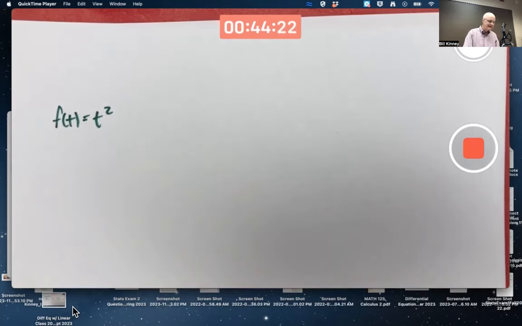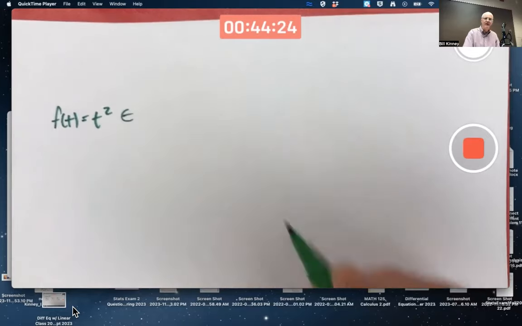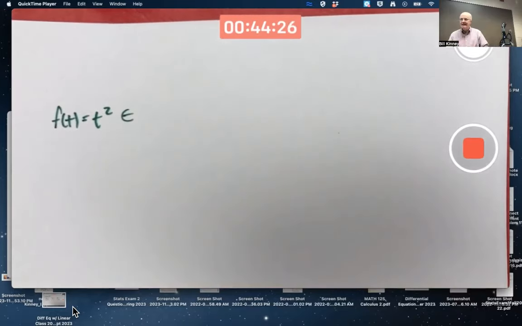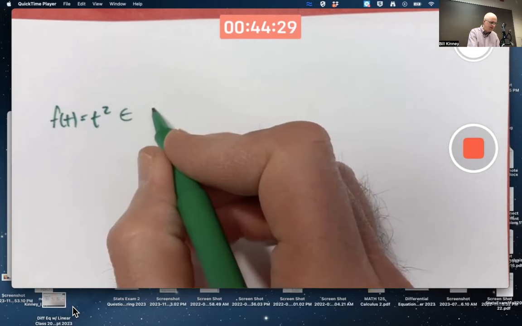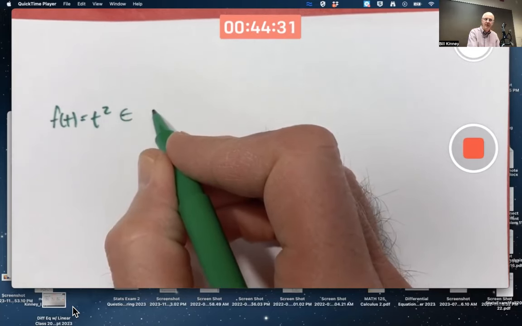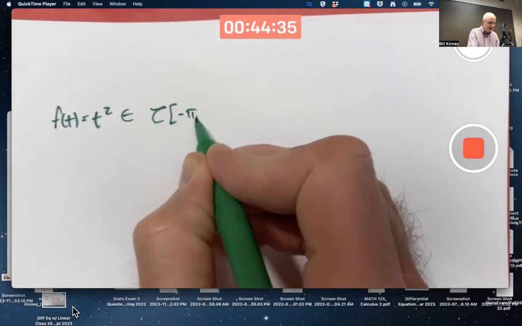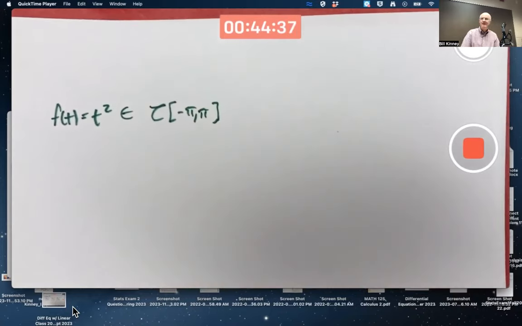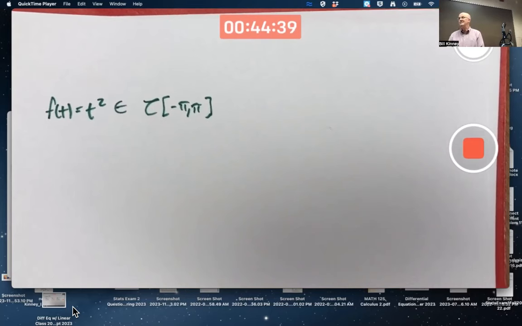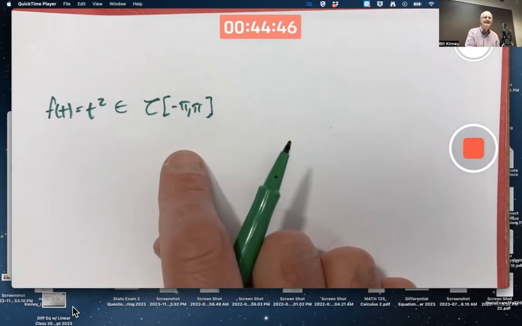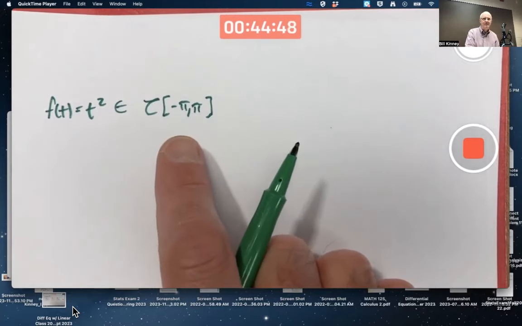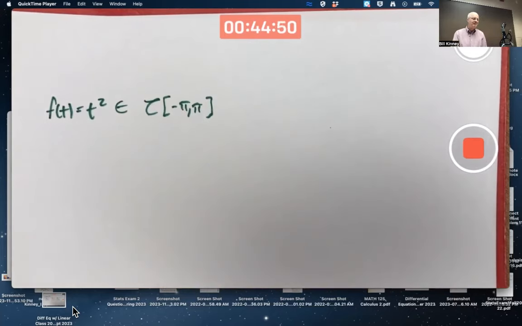So this is a function in some function space. What function space? Well, lots of function spaces. The convenient one to pick for the sake of talking about Fourier polynomials is C negative pi to pi. It's not the only one to pick. I could also pick C 0 to 2 pi, or any interval of length 2 pi is most convenient here, but the one we'll pick is negative pi to pi.